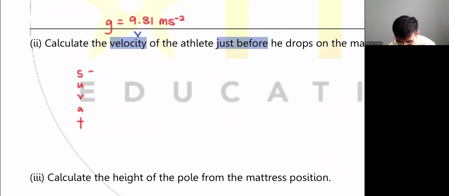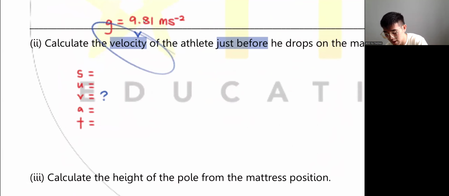In order to know which one to pick, you have to fill in this list first, the SUVAT list. Fill in all the information into the list. Here, V is the final velocity, the unknown that the question wants you to find. So we put a question mark beside the unknown. After you put the question mark beside the unknown, the question asks you to find the final velocity, right? Then you go back to this list to see the first one.